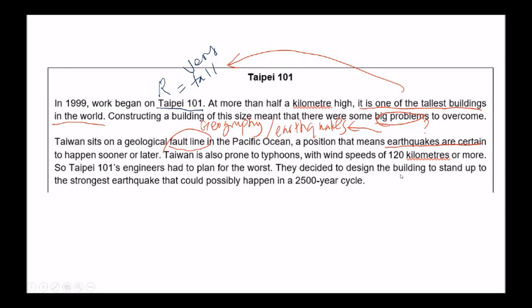They decided to design the building to stand up to the strongest earthquake that could possibly happen in a 2,500 year cycle. Even though I'm a teacher, this kind of confuses me, so I'm going to reread the whole sentence. They decided to design the building to stand up to the strongest earthquake that could possibly happen in a 2,500 year cycle. Could this mean that the scientists are preparing the building for the worst earthquake that can possibly happen in every 2,500 years? I have no idea. When you do this, when you write as you read, you're annotating.